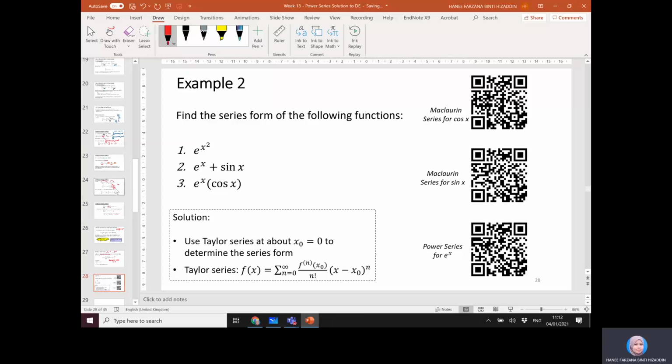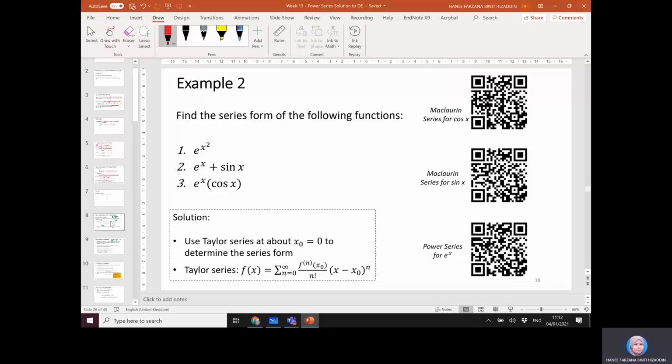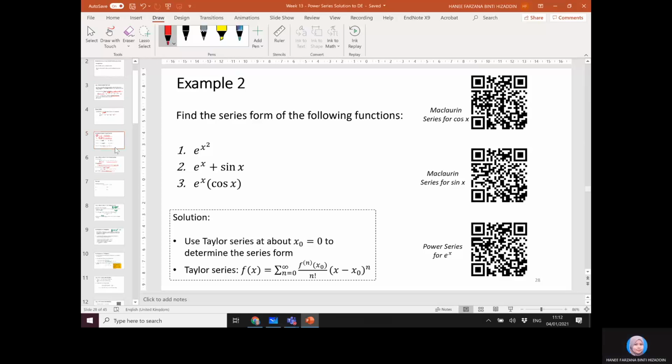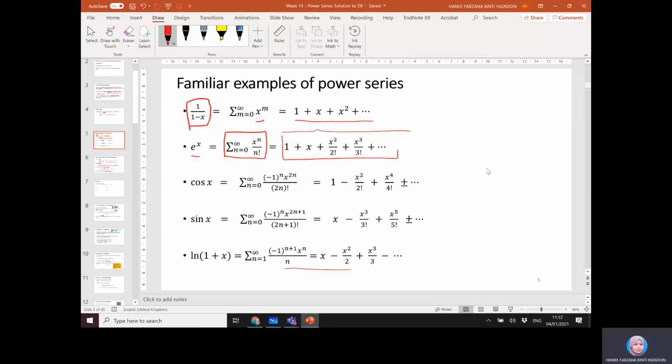And then you will see that you will get, let me show you the example just now, the familiar examples here. So for e to the x, you will get something like this. Okay, so for e to the x squared, you will get the sum from n equals 0 of x squared to the power n over n factorial. So it's just substituting the exponent into the power series. Then you can further expand it, of course.